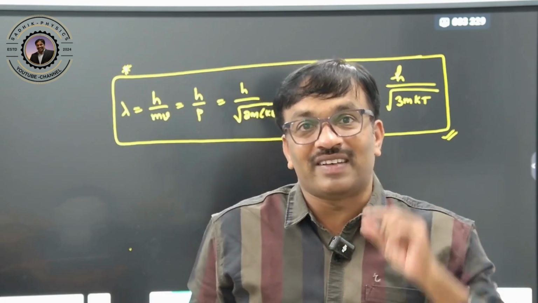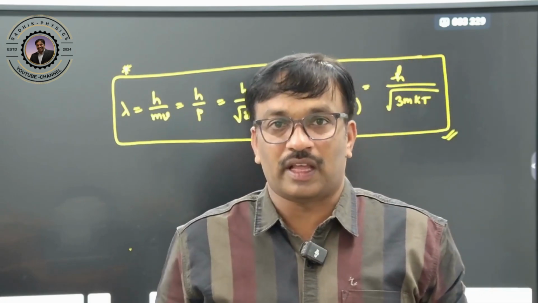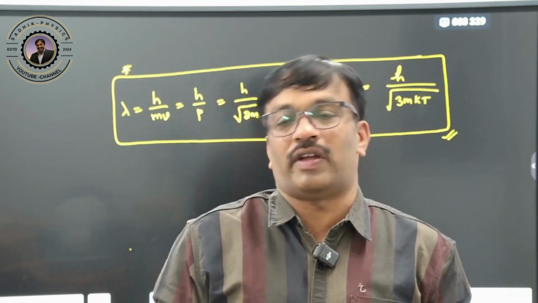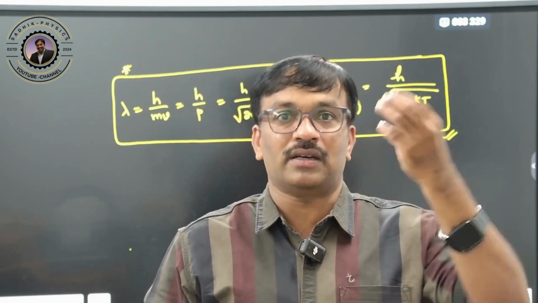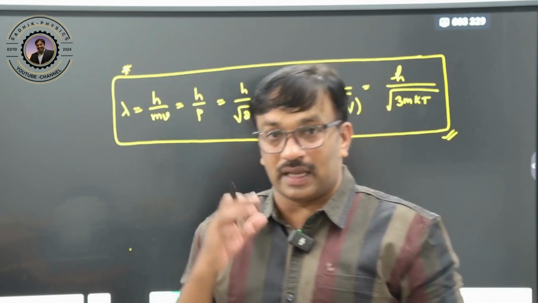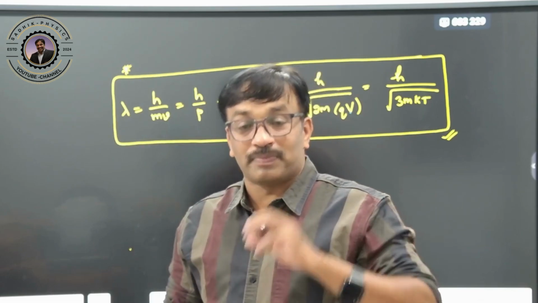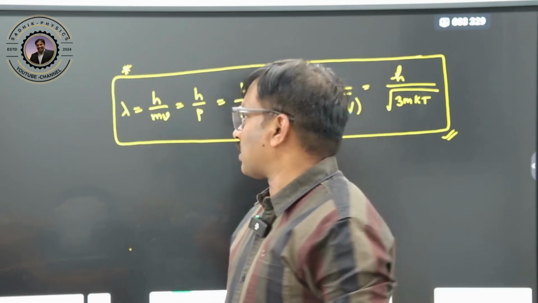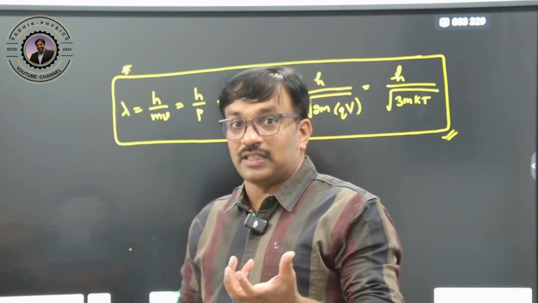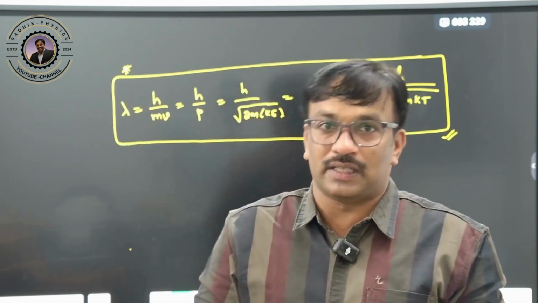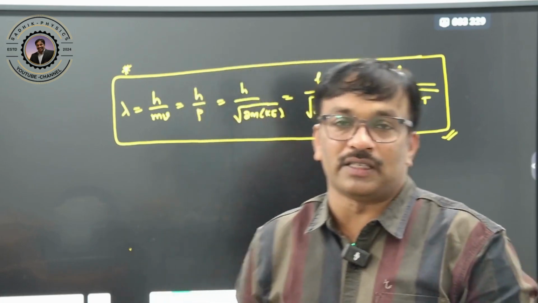What will they do? They will change the velocity, and therefore ask how much percentage change in the wavelength. Change the kinetic energy, they can ask percentage change in the kinetic energy, percentage change in the wavelength. Percentage change in the temperature they will ask. They will ask percentage change in the de Broglie wavelength, like percentages they will ask.